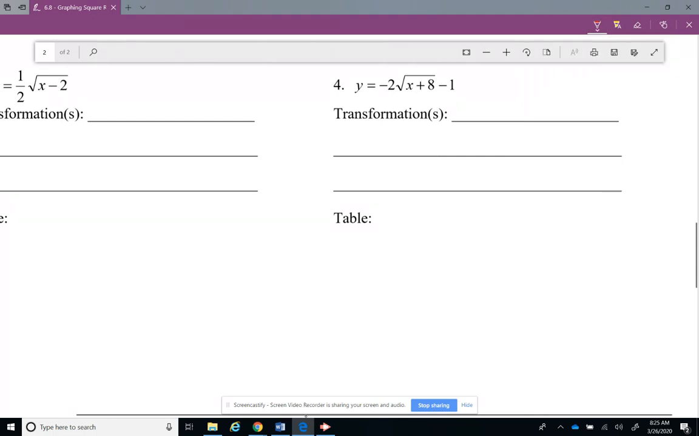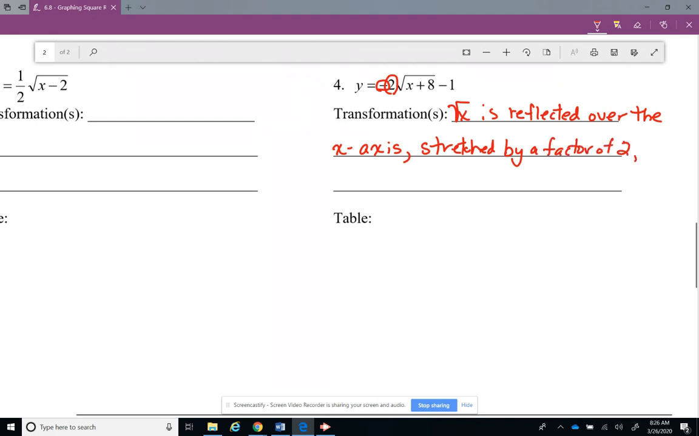So I'm going to start with the negative. So I'm going to say the square root of x is reflected. That negative always means reflected over the x-axis. In ATM, you'll probably reflect over the y, but in Algebra 2 General, we only reflect over the x. Then I'm going to put a comma, and I'm going to take care of the 2, and that means it's stretched by a factor of 2.